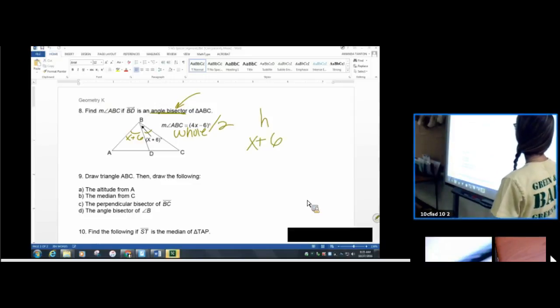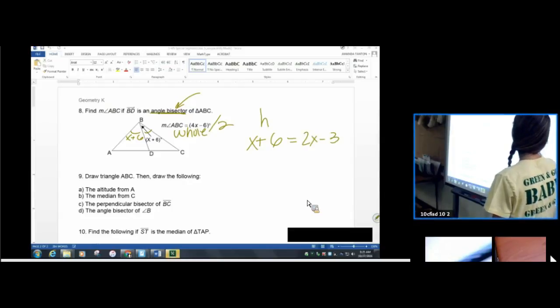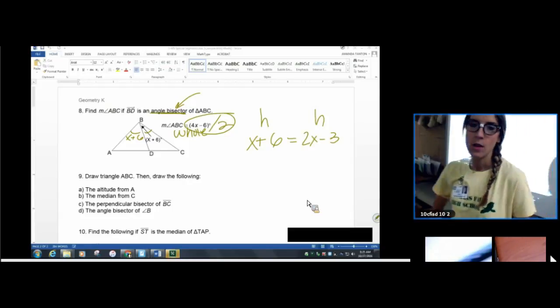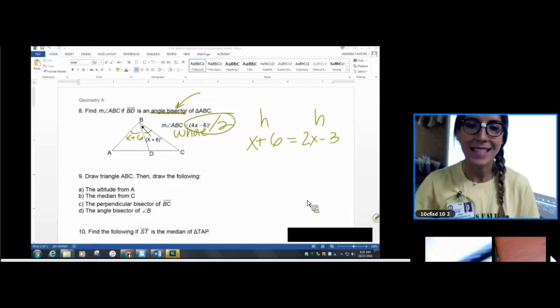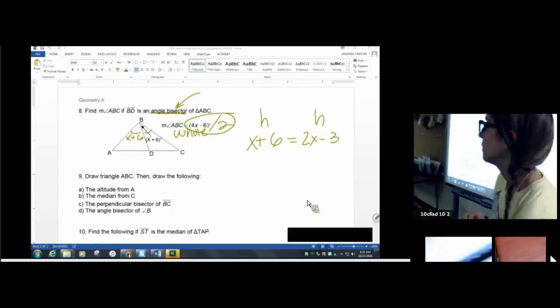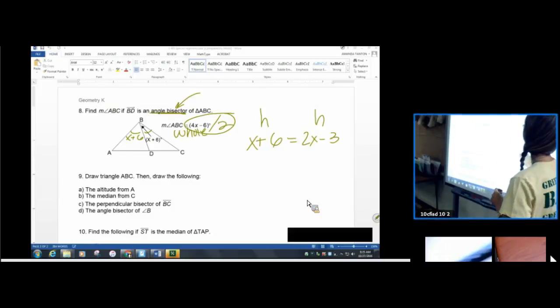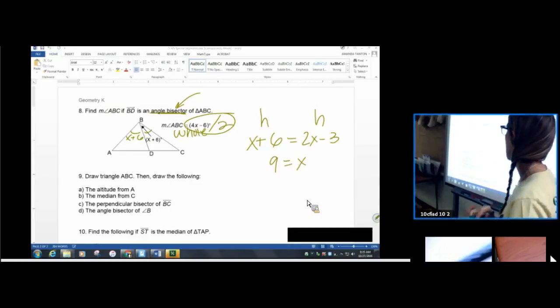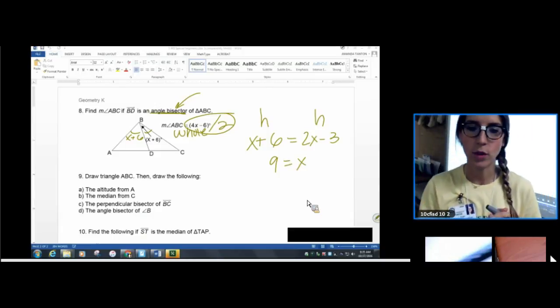The half equals the half. I divided this by 2. So I set angle DBC equal to half of angle ABC. So if I solve for x, what do we have? X is 9, and then we just plug it back in. 4 times 9 minus 6.